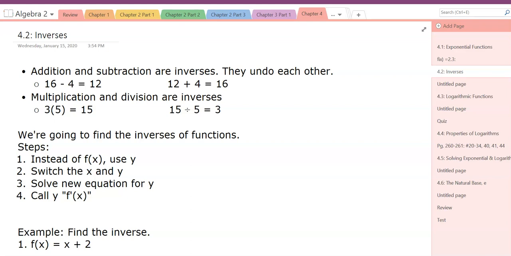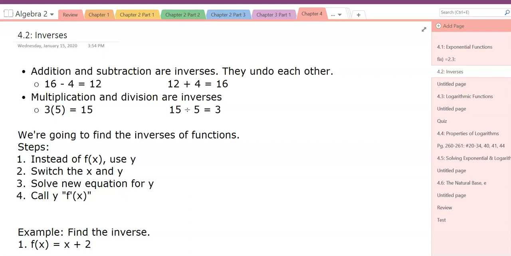So like for addition and subtraction, those two operations would be inverses of each other. Think about that as like being opposites, okay? So the opposite of addition would be subtraction. The opposite of subtraction would be addition. So you can kind of go back and forth. Multiplication and then division would also be an example of inverses.